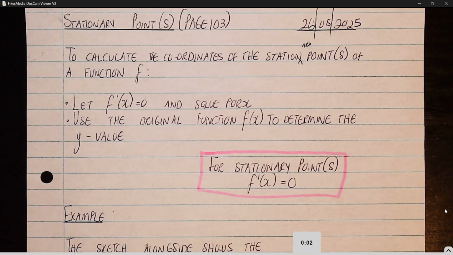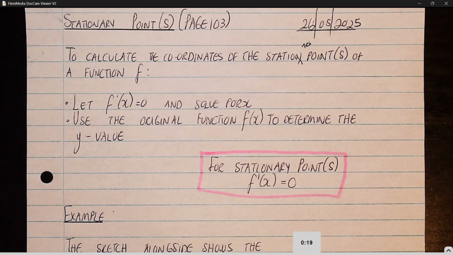Right, grade 12. This is going to be lesson 7, and we'll be focusing on the stationary point or points of a function. This is on page 103. Then you're just going to write the date, the 26th of May.